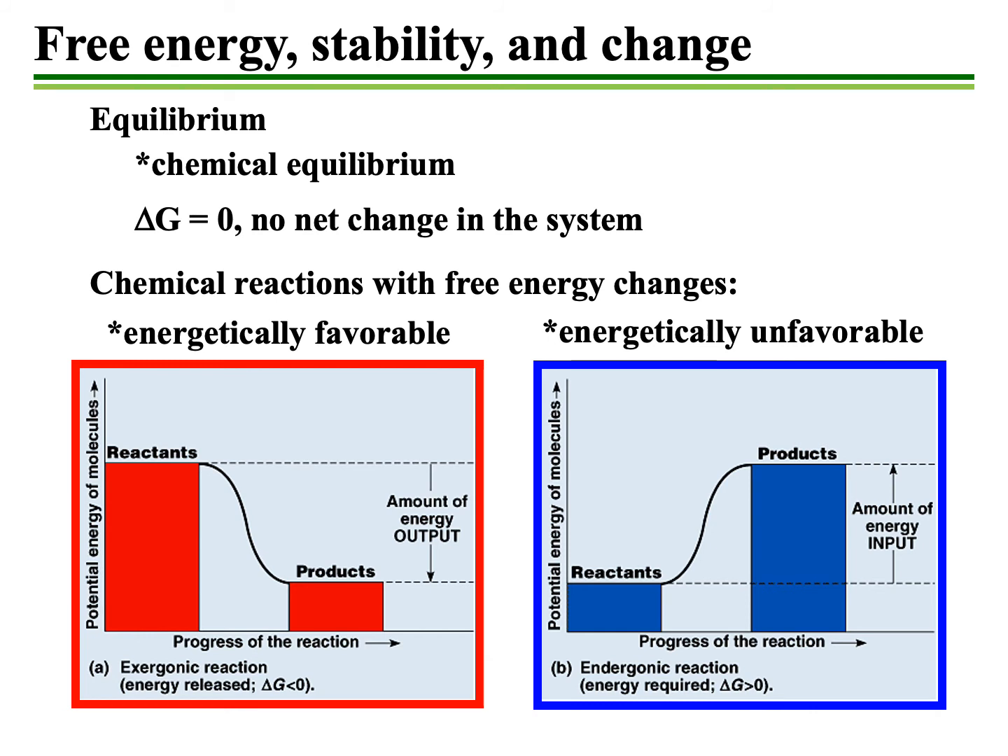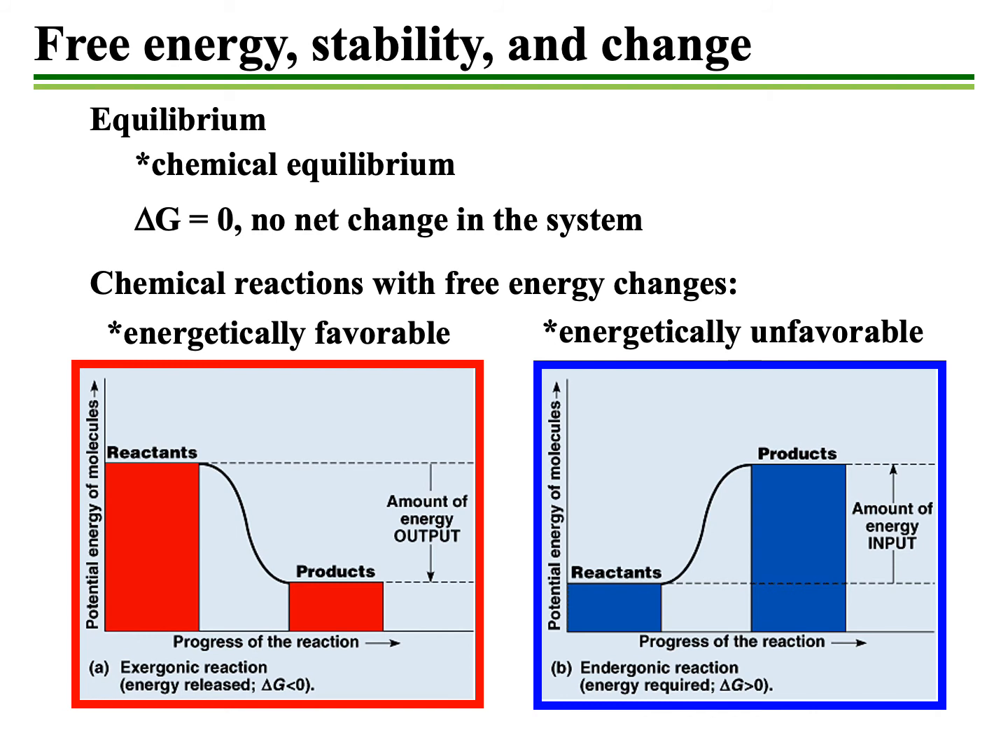With a free energy diagram, you have the progress of the reaction along the x-axis, and you have the amount of potential energy or free energy of the molecules involved in the reaction along the y-axis. So in this energetically favorable reaction, you can see that there is a certain amount of potential energy associated with the reactants. At this point, it doesn't really matter what that value is. You just see there is a certain amount of free energy associated with the reactants.